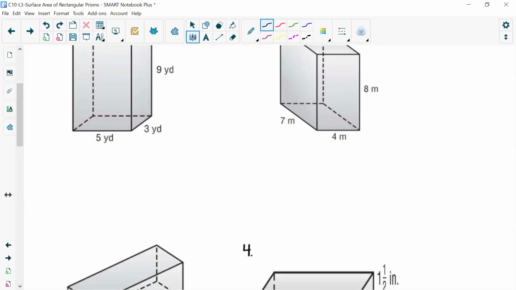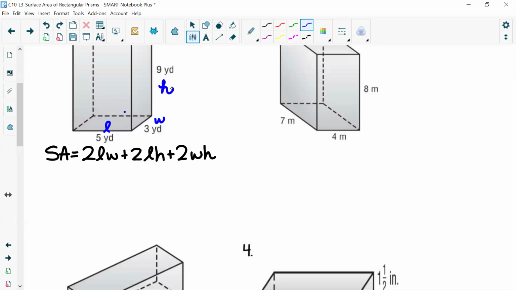So we are going to go here. Surface area equals 2 times the length and the width plus 2 times the length and height plus 2 times the width and height. Okay, and we have our length, our width, and our height right there. So we have 2 times 5 times 3 plus 2 times the length times the height plus 2 times the width and the height.